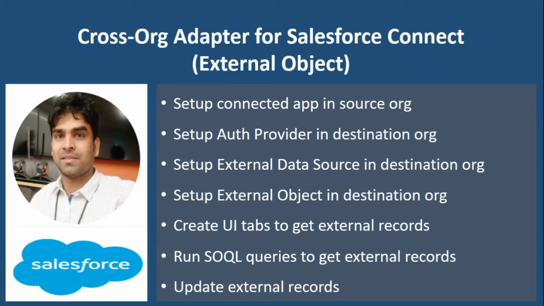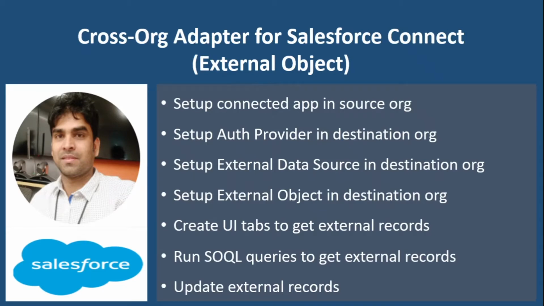Through those external objects, we can either create a Salesforce UI or tabs to display those records in the destination Salesforce org interface, or we can do programming like Apex coding and SOQL queries to get the source org Salesforce records into the destination org and display them there. The last thing we'll try is updating those source Salesforce records, that means those external records, in the destination org, and we'll come back to the source org and validate whether those updates happened or not.